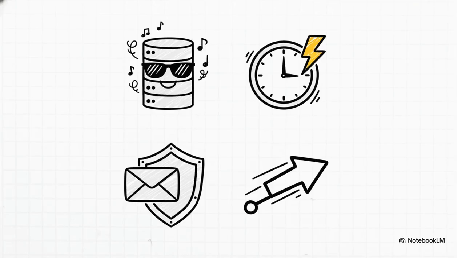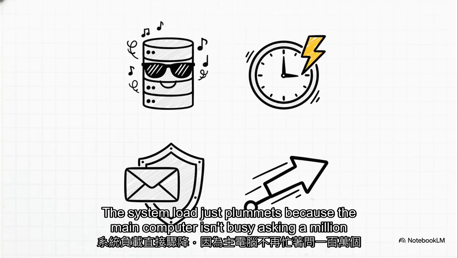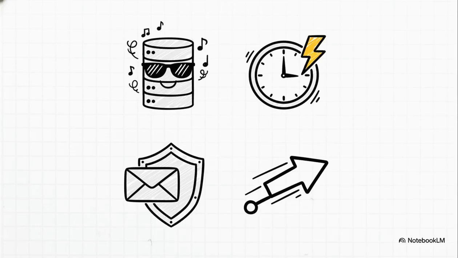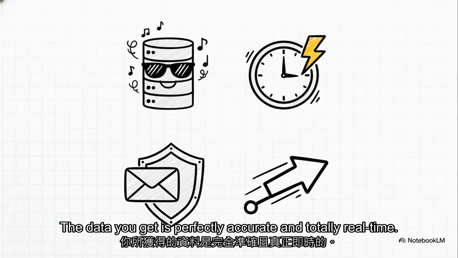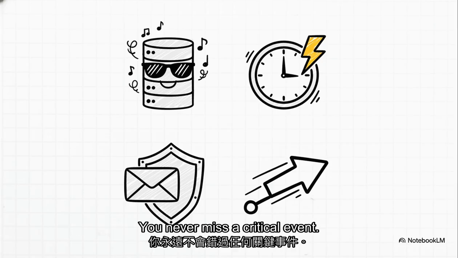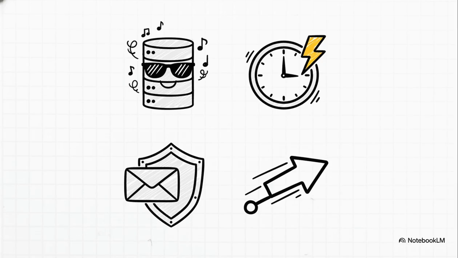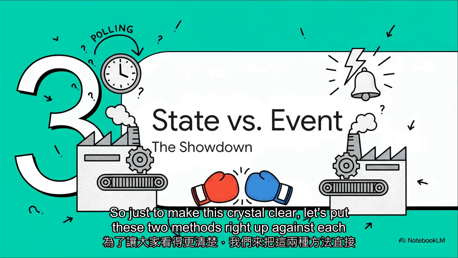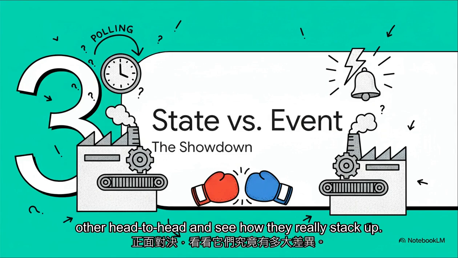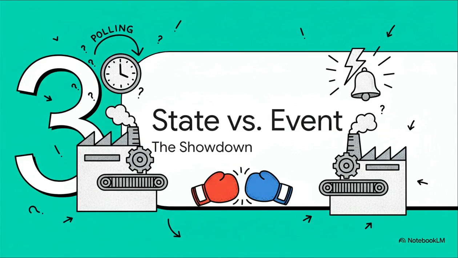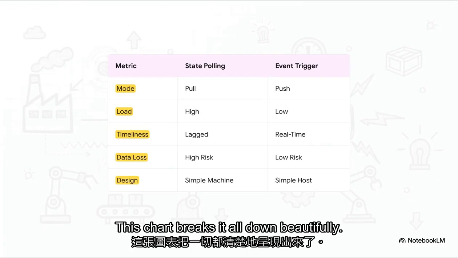And the benefits? They're enormous. The system load just plummets because the main computer isn't busy asking a million useless questions. The data you get is perfectly accurate and totally real time. You never miss a critical event, and the whole network is just used way more efficiently. So just to make this crystal clear, let's put these two methods right up against each other head to head and see how they really stack up. This chart breaks it all down beautifully.